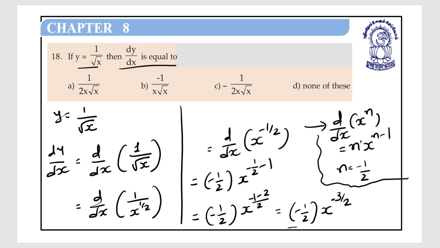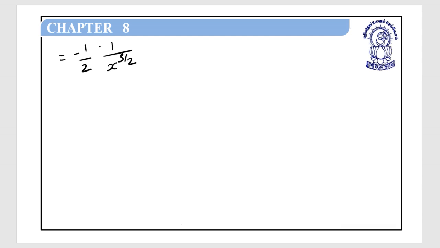This is also the answer, but in the options some other form is given. So convert this answer into the other form, or check the options. So minus 1 by 2, 1 upon x raised to 3 by 2.